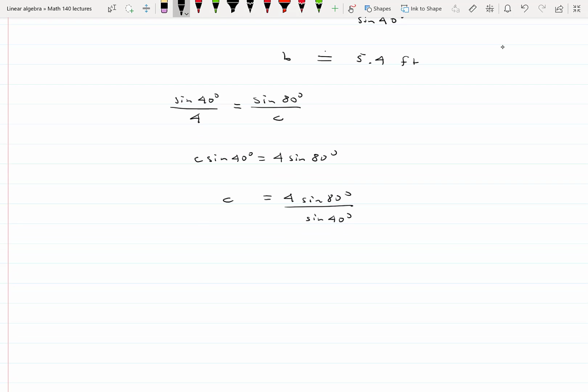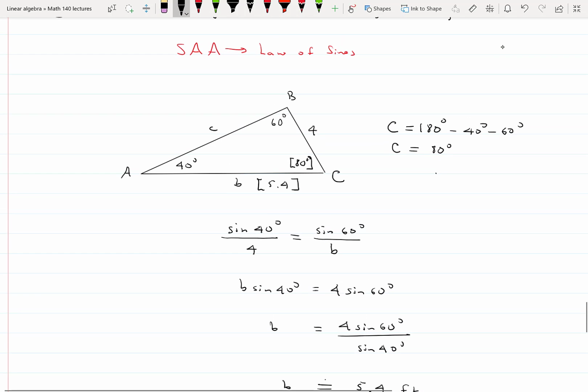Put this into your calculator and press enter. You get c is approximately 6.1, just rounding to one decimal place again. Then I would go up to my triangle. I would put in brackets 6.1.